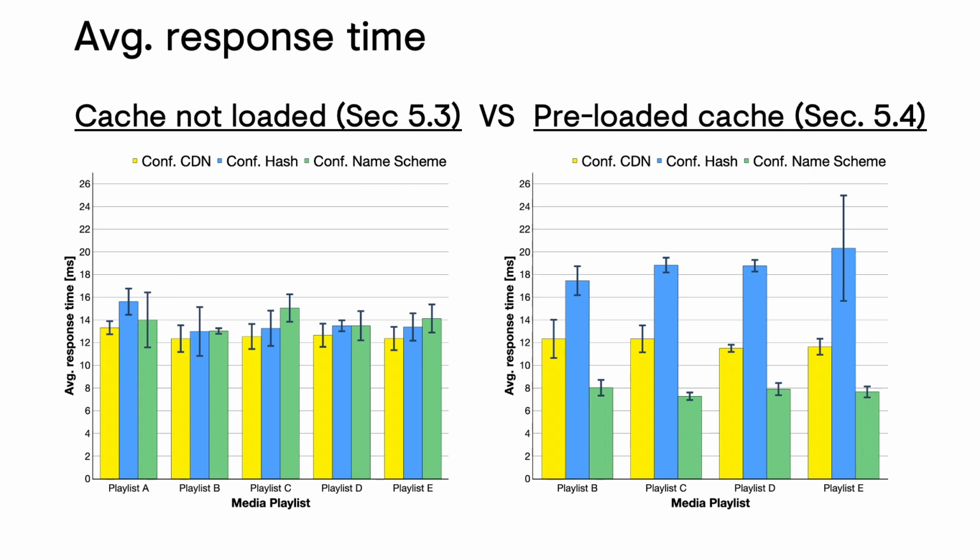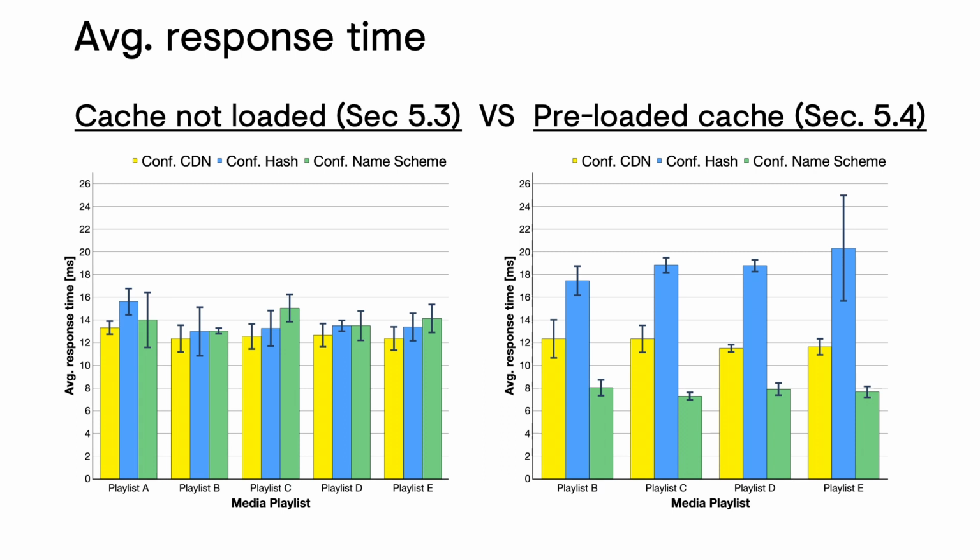In this case, you will see that the hashing approach has the largest response time overhead, but it's relatively small. And the CDN and the naming scheme. The CDN is basically a traditional CDN with a normal cache key based on the segment object name. It has the lowest response time.